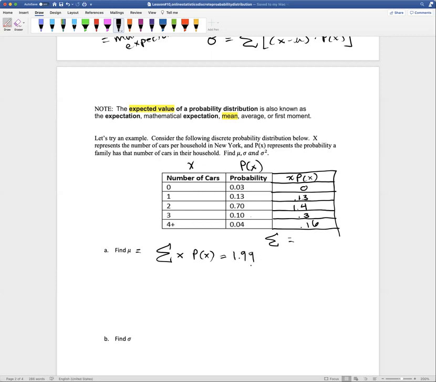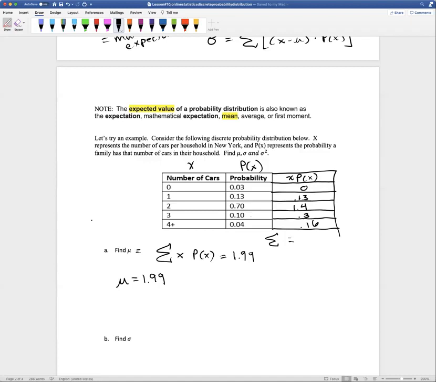So what this means is you would expect, based on this probability distribution, the average household in New York will have 2 cars. So that would be our expectation for it. And that's also the same thing as saying the mean. So the mean is 1.99. So the mean's the easy part.